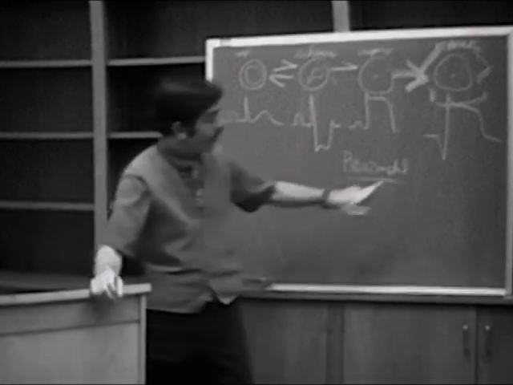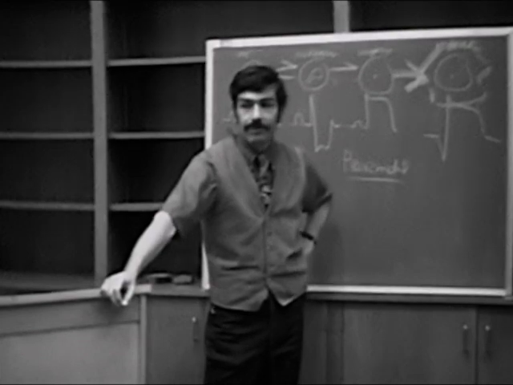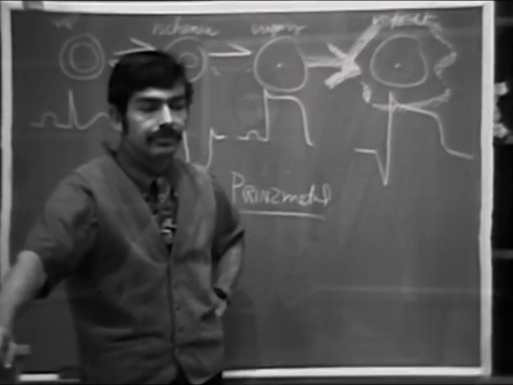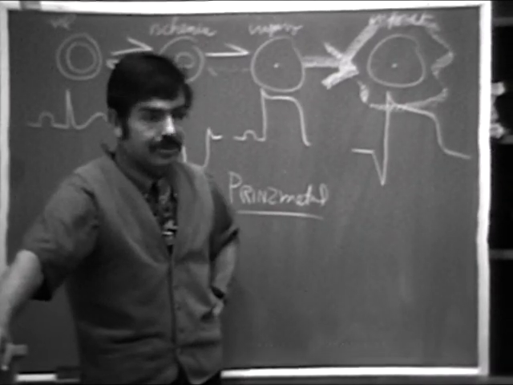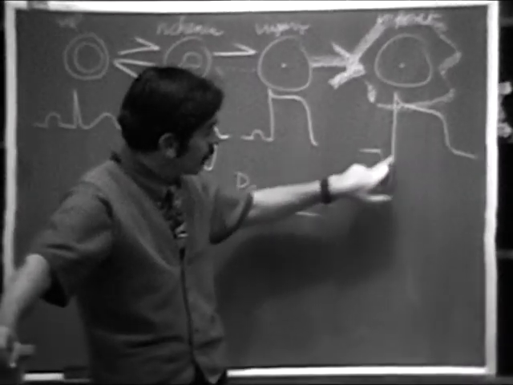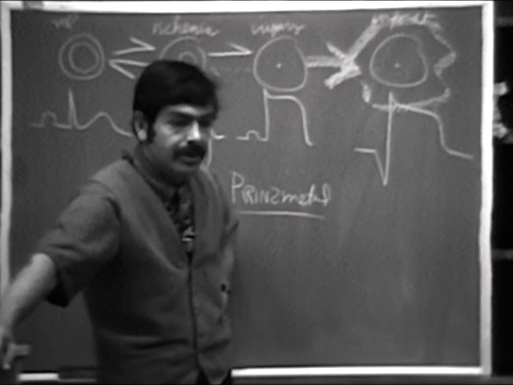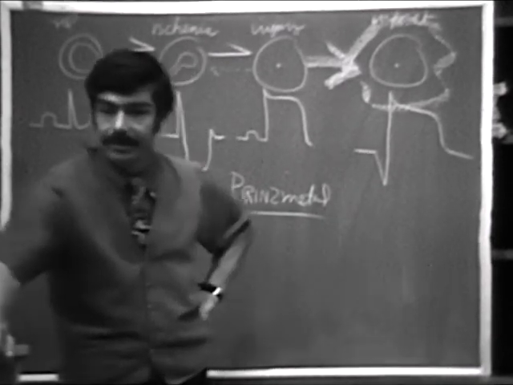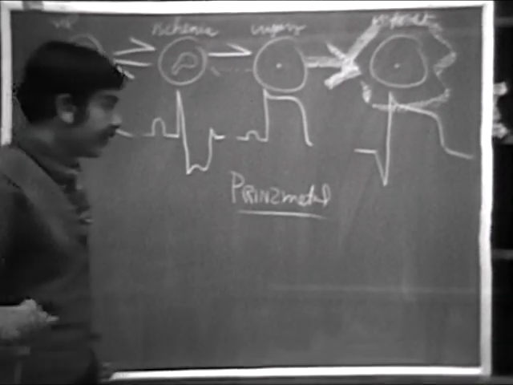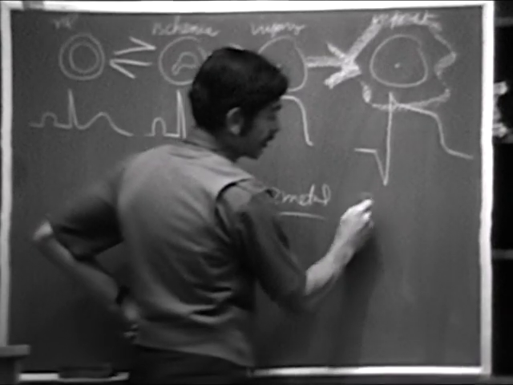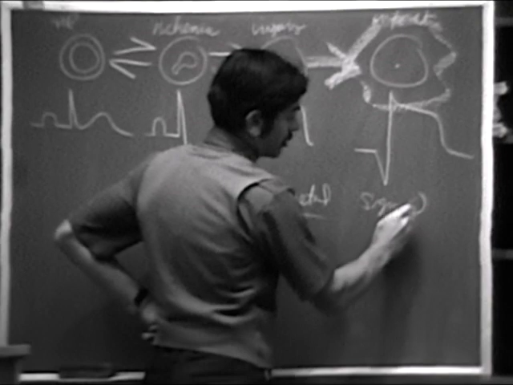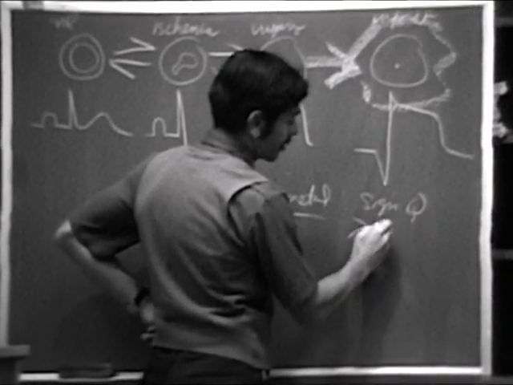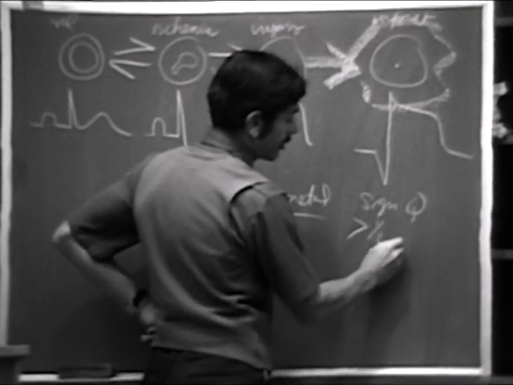Now let me ask you, what is a significant Q wave? How do we define a significant Q wave? There are criteria for its depth and its breadth. It must be greater than 1/3 the height of an R wave. This is a significant Q. Some people say 1/4, but we'll say 1/3 the height of the R wave.